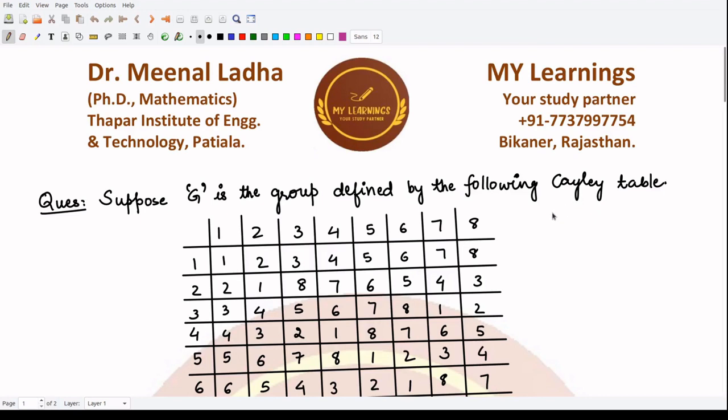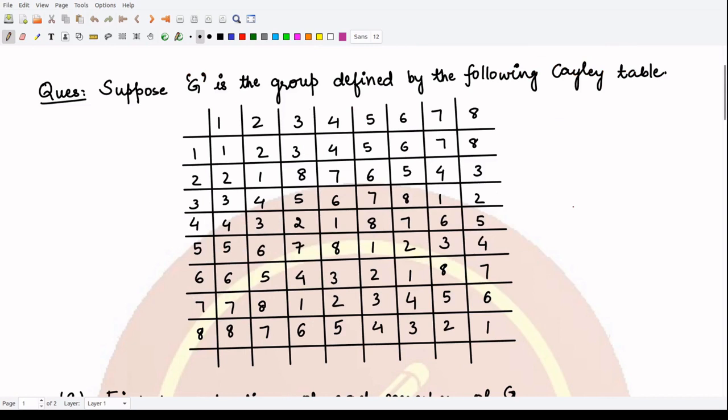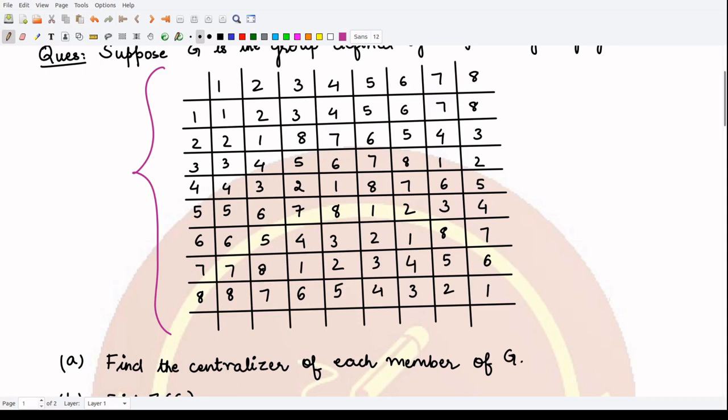In this video, we'll be seeing this question which states that suppose G is the group for which we have this Cayley table given to us. Now they are asking we need to find the centralizer of each member of G. So let's move forward and solve this part only.